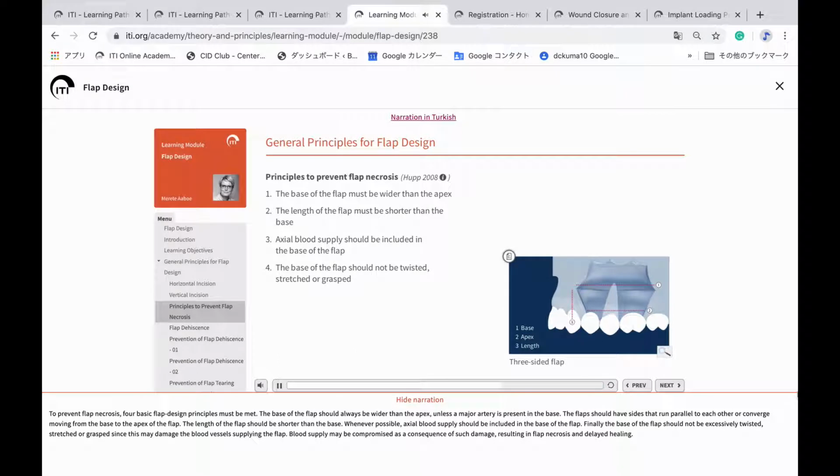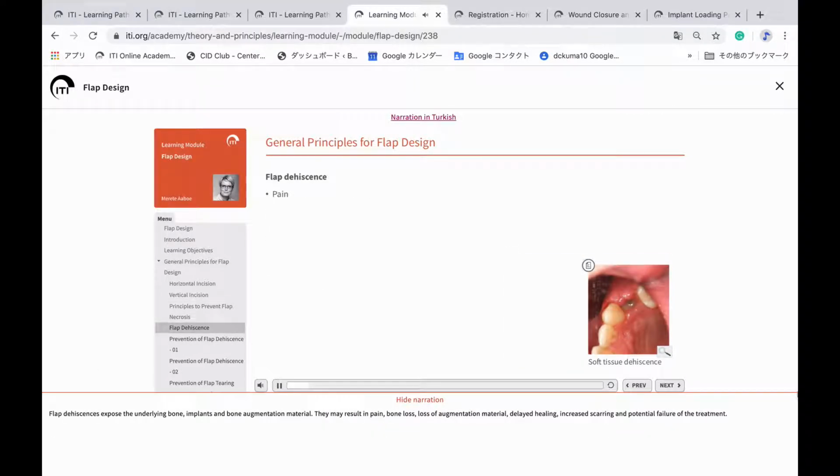Finally, the base of the flap should not be excessively twisted, stretched, or grasped, since this may damage the blood vessels supplying the flap. Blood supply may be compromised as a consequence of such damage, resulting in flap necrosis and delayed healing.